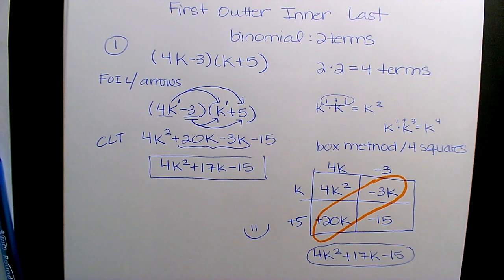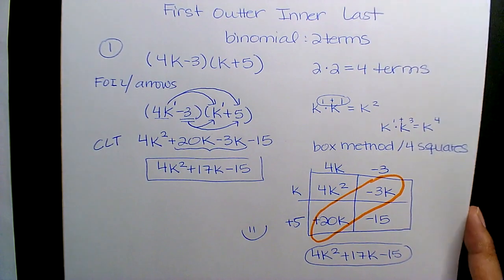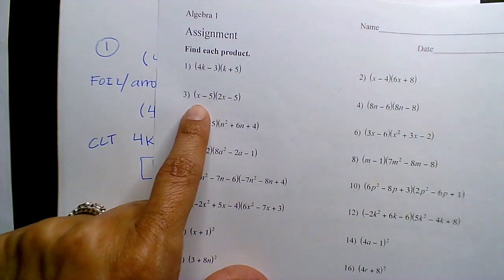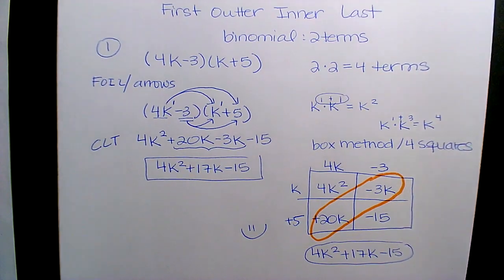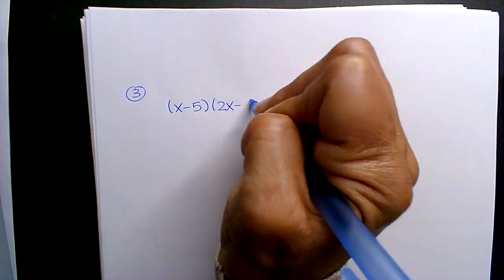I'm going to do the second one, and I'll let the video keep going. Move this, go to the second one. I mean, not the second, number 3. So I'm going to do the third one, which is x minus 5, 2x minus 5. So for the third one, let's practice it again. Same thing, I'll solve it both methods. You only have to solve one method.